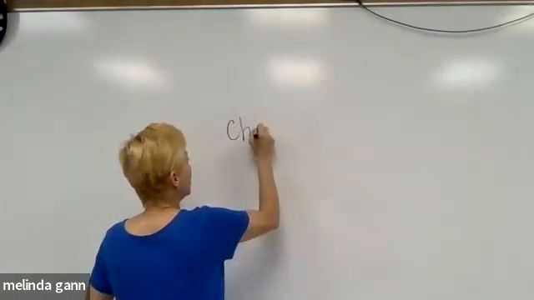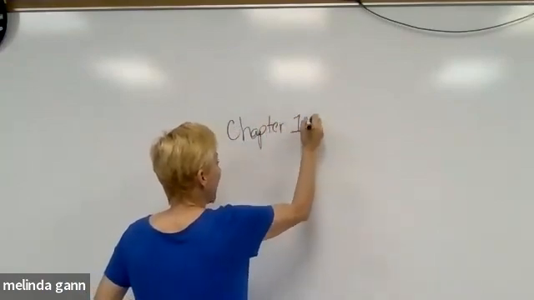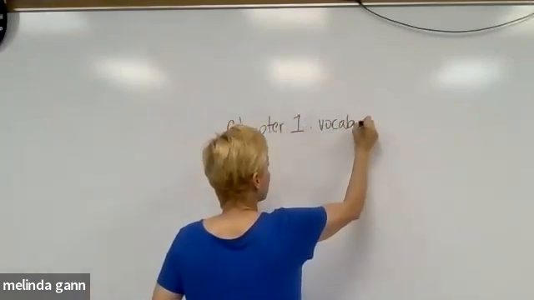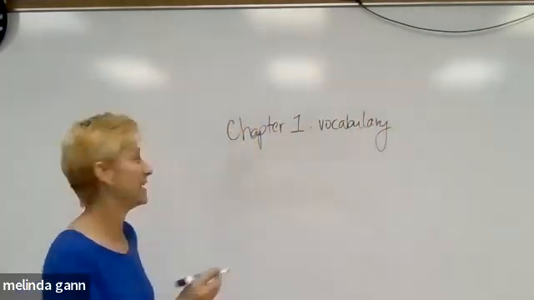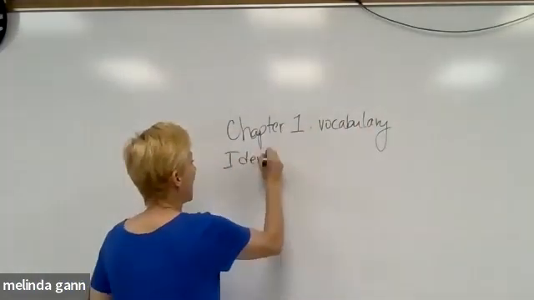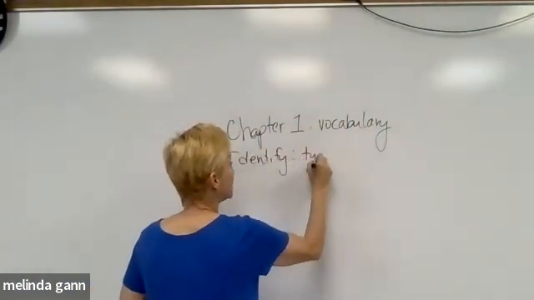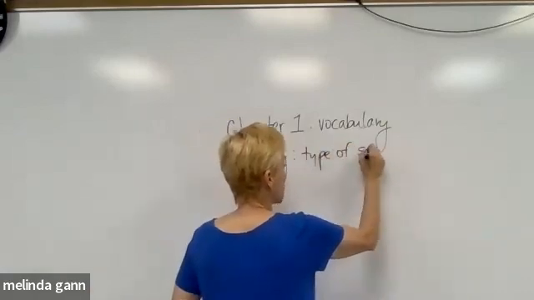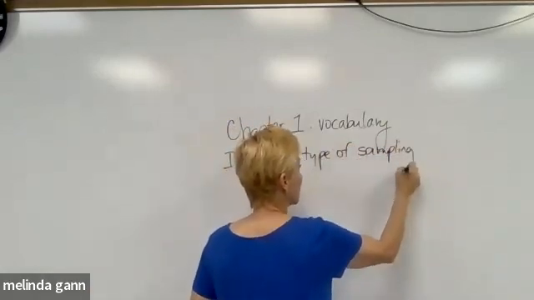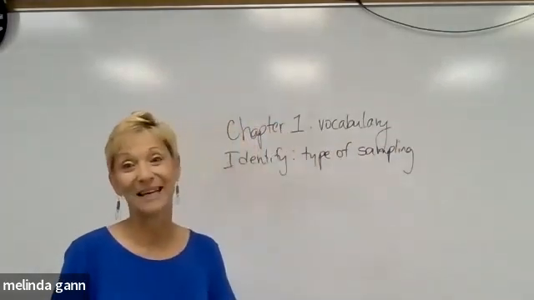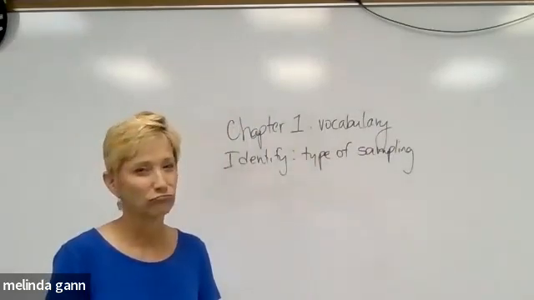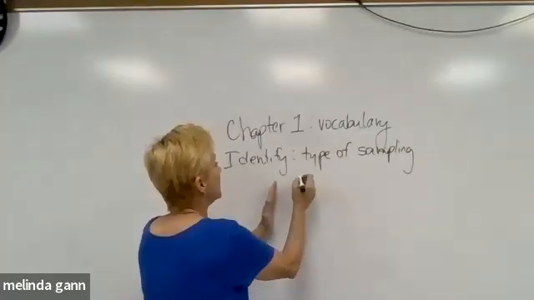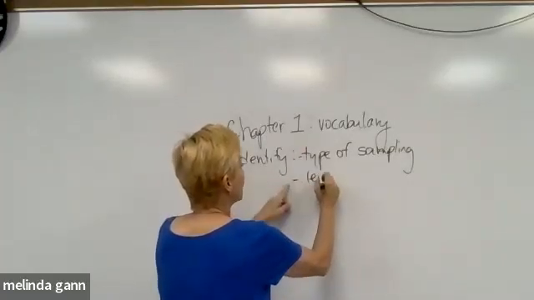that in chapter 1, you have a lot of vocabulary. All right. And then you might have to identify things. Like I might ask you to identify the type of sampling. So I might give you an example, like a word problem, and ask you what kind of sampling is that? Okay. Can everybody see the board okay? Say yes or no. Yes. Okay. So I also might have you identify levels of measurement.